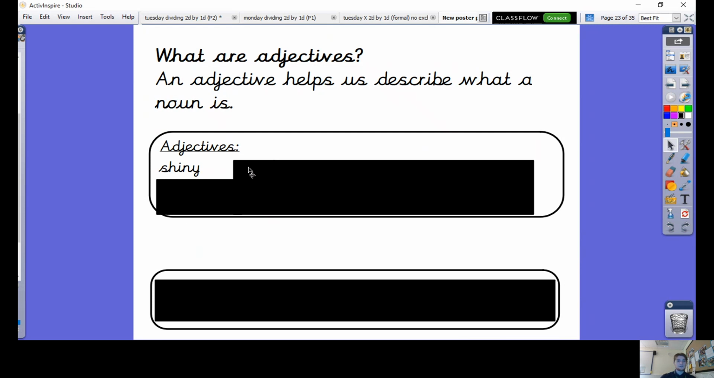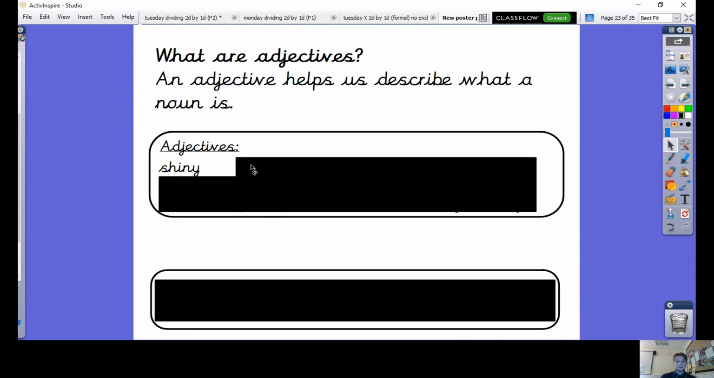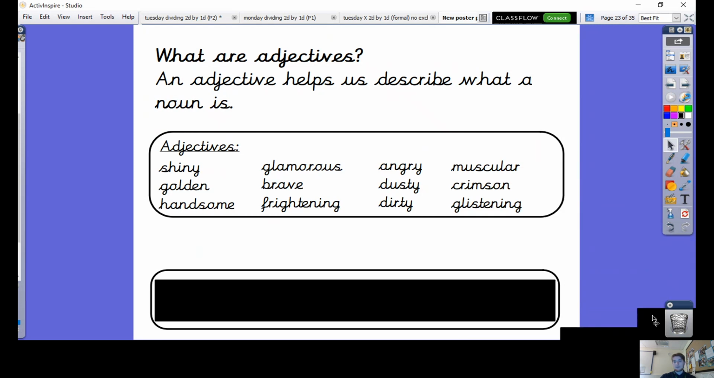Brilliant. We should have written some adjectives by now. Sorry, I've got a big list of them here, if you want to take some more, if you feel like they would work with your writing. So we've got shiny, like I said, golden. Remember, colours can be used to describe nouns really well, so golden could be nice. Handsome, if we're describing a person. Glamorous, if we're describing a person maybe as well. Brave, again for a person, maybe a soldier.